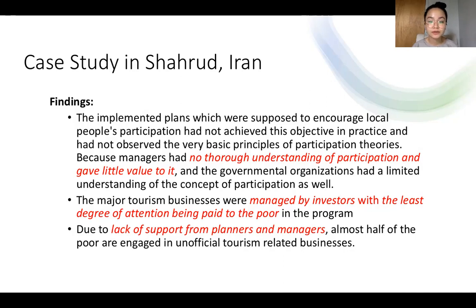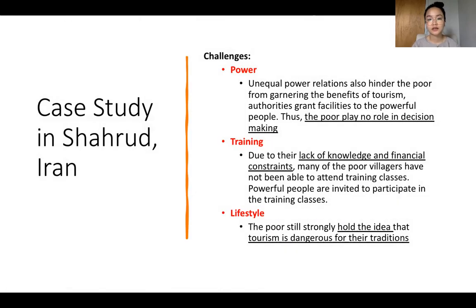The major tourism businesses were mainly managed by investors. That means that the least degree of attention was being paid to the poor in the program. Due to lack of support from managers and planners, half of the poor are engaged in unofficial tourism related business. We also find some challenges: power, training, and lifestyle.